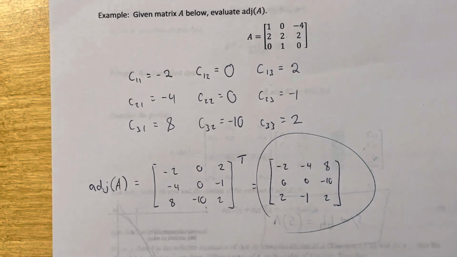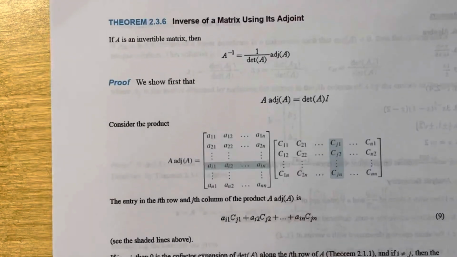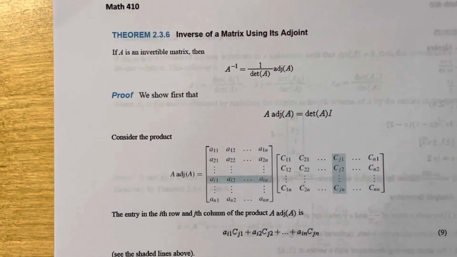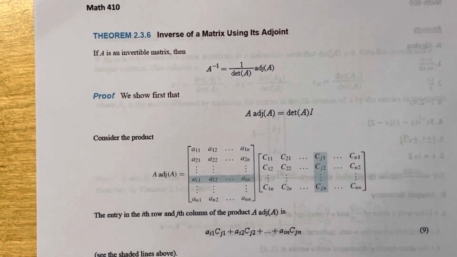That's all fine and good, but what are we actually using the adjoint for? Well, this theorem here shows what its purpose is, at least for us. It turns out that you can use the adjoint of a matrix along with its determinant to compute the inverse of that matrix. And again, this is assuming the matrix is invertible.